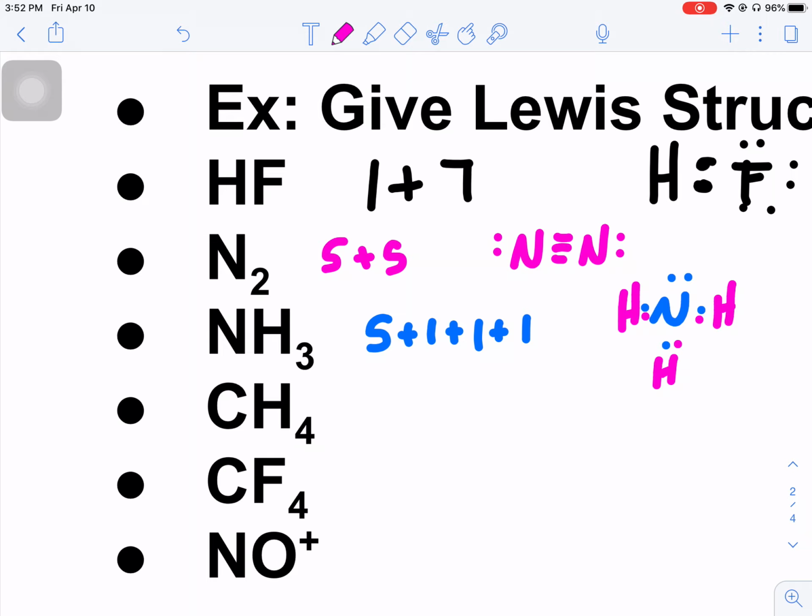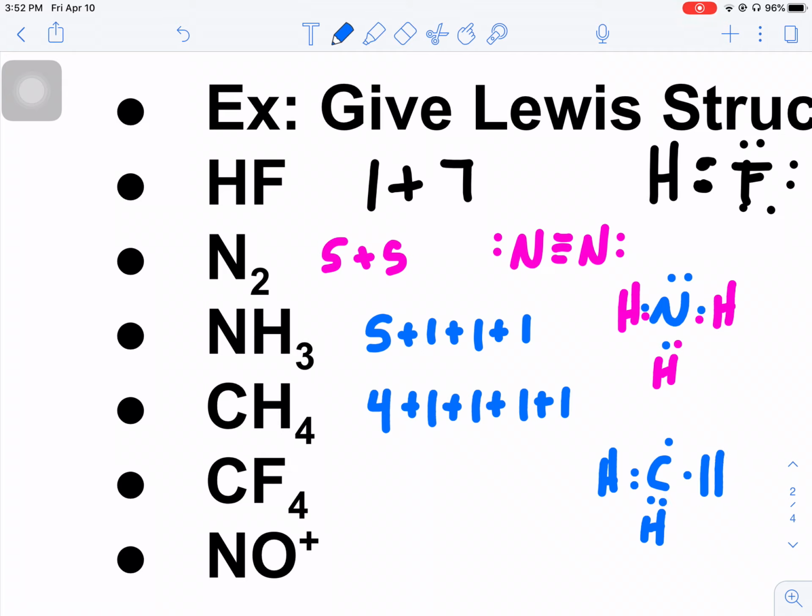All right, so what about methane? Methane should have 4 for carbon, plus we're going to get 4 more electrons because we have 4 hydrogens. If we put carbon in the middle, then we can surround it by 4 hydrogens, each bringing 1 more dot. Hydrogen ends up with this duplet. Carbon ends up with this octet.